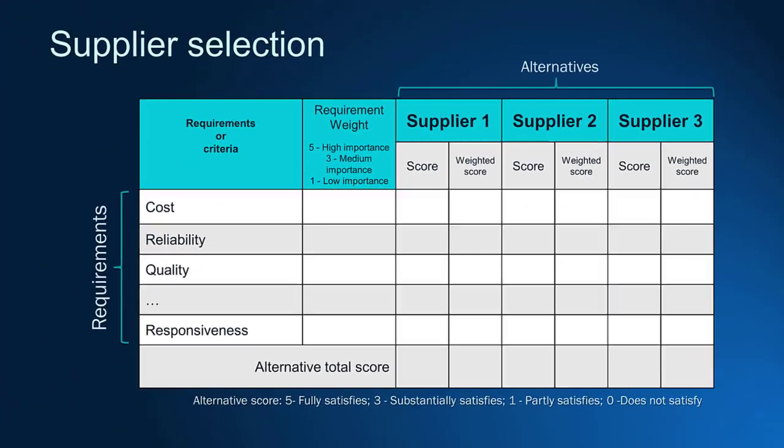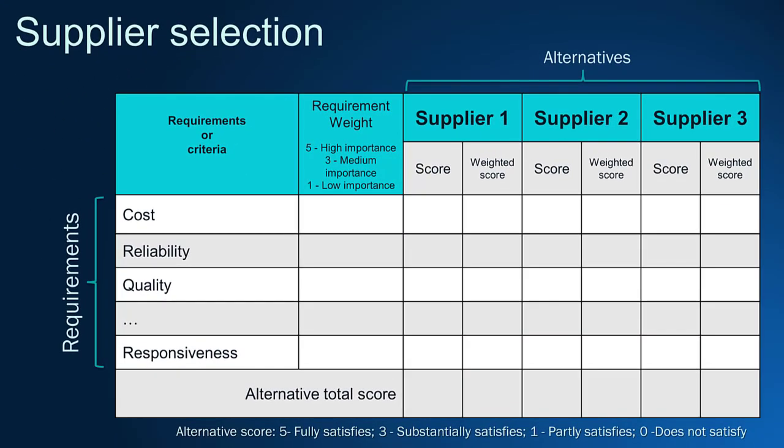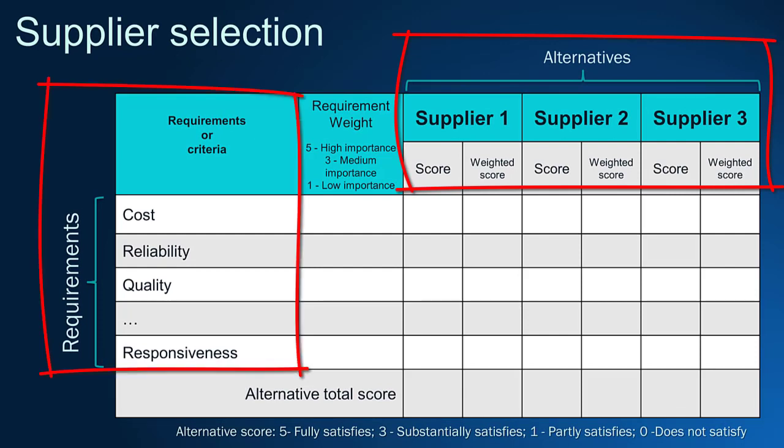This example shows how to approach a supplier selection. The suppliers are placed in the columns and the company business requirements in the lines. By providing ratings, scores for each supplier, you find out the best supplier to provide the resources required.